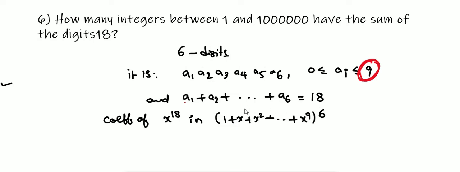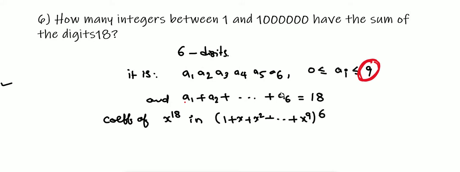So the value which is chosen from the first factor will be allotted to A1. Second factor will be allotted to A2. The sixth factor will be allotted to A6. That means the coefficient of x power 18 in this product is nothing but the number of ways of choosing Ai such that the sum of A1 to A6 is 18. I hope the point is clear to everyone.